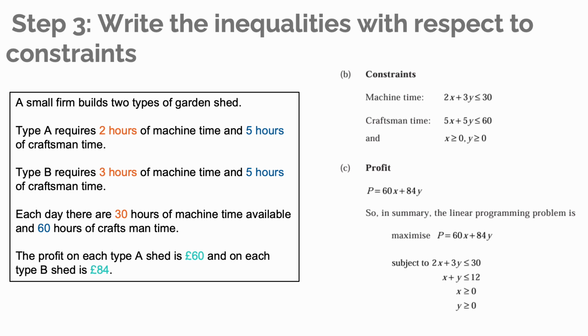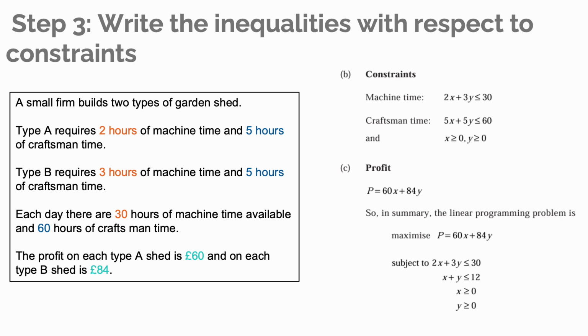So for machine time, we are going to have 2 times the number of shed A produced, which is x, so 2x, plus 3 times the number of shed B that was produced, that is 3y, which is constrained to 30 hours. So we have 2x plus 3y less than or equal to 30 hours. In the same way, for craftsman time, for A we have 5 hours and for B we have 5 hours. That means 5x plus 5y, and the entire system has only 60 hours available for craftsman time. So that would be 5x plus 5y less than or equal to 60.